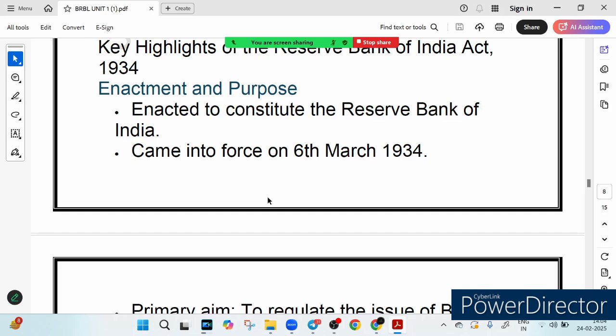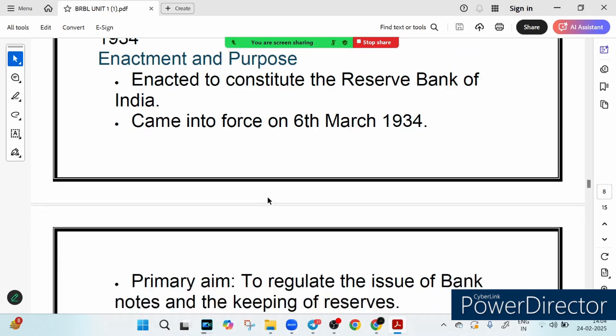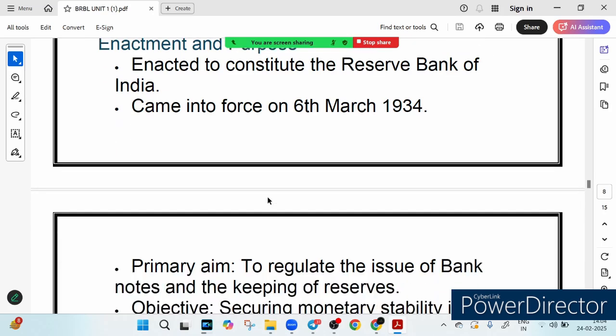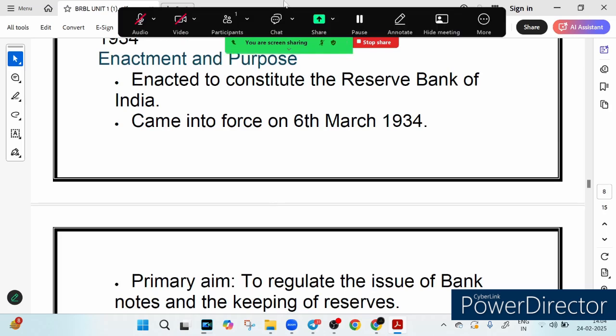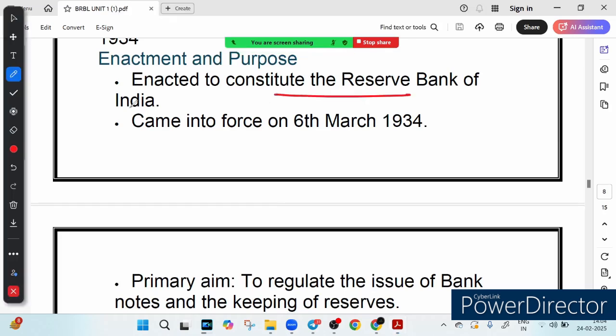So friends, are you ready to dive into the RBI Act 1934? It might sound like a lot of legal jargon, but I promise we are going to make this super simple and interesting. So the question is, why was the RBI Act of 1934 even created? This act was passed to set up the Reserve Bank of India. It came into force on 6 March 1934, and its primary aim was to regulate the issue of banknotes.